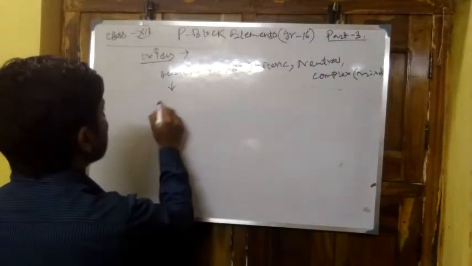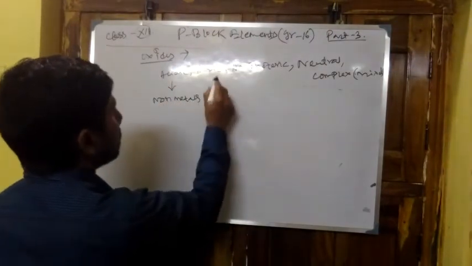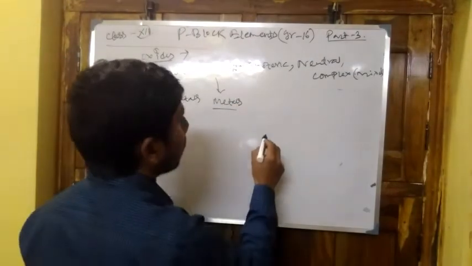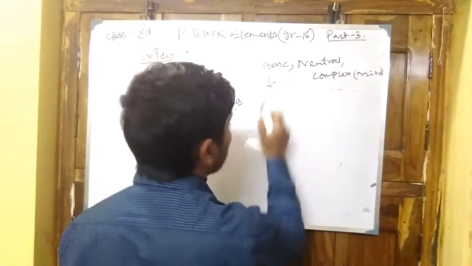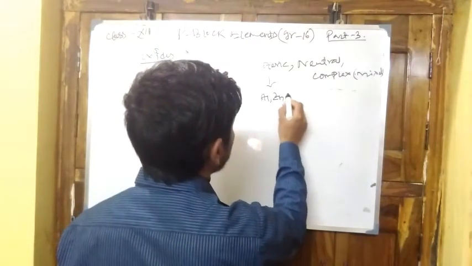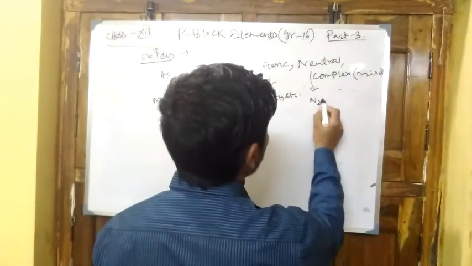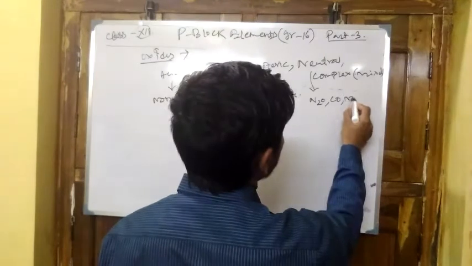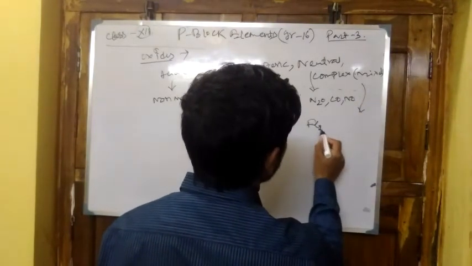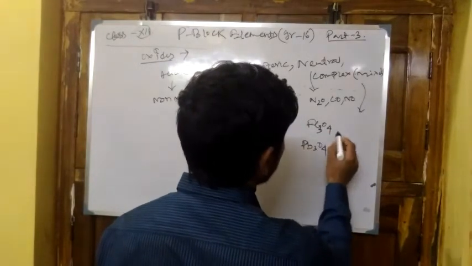Acidic oxides are made by non-metals, basic oxides are made by metals, and amphoteric oxides are made by some metals, that is aluminium, zinc, etc. Neutral oxides, the examples are N2O, CO, NO, etc. And complex oxides, that is Fe3O4, Pb3O4. These are the complex oxides.